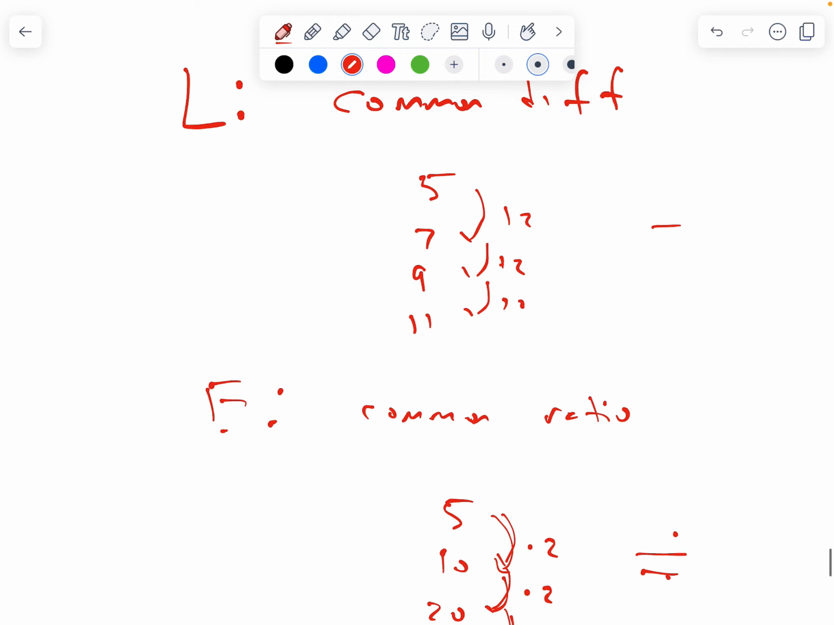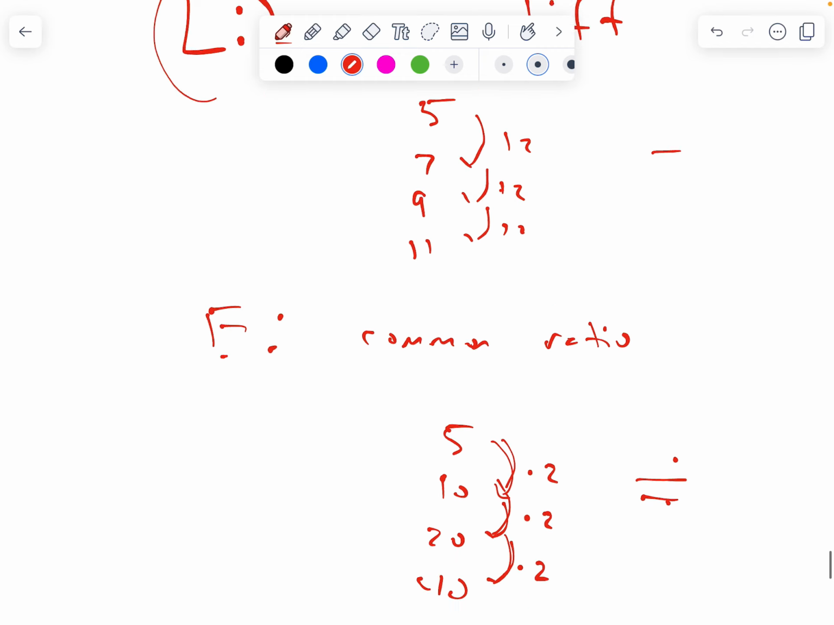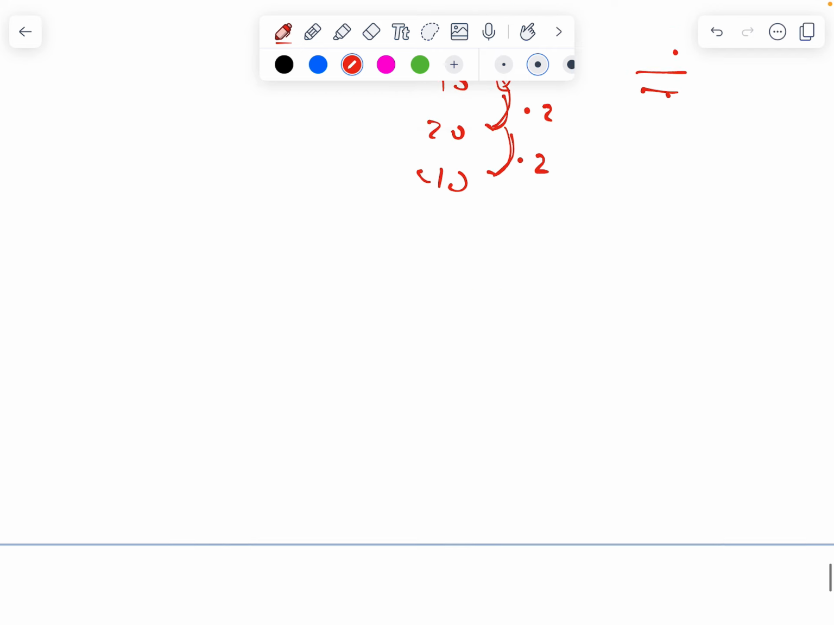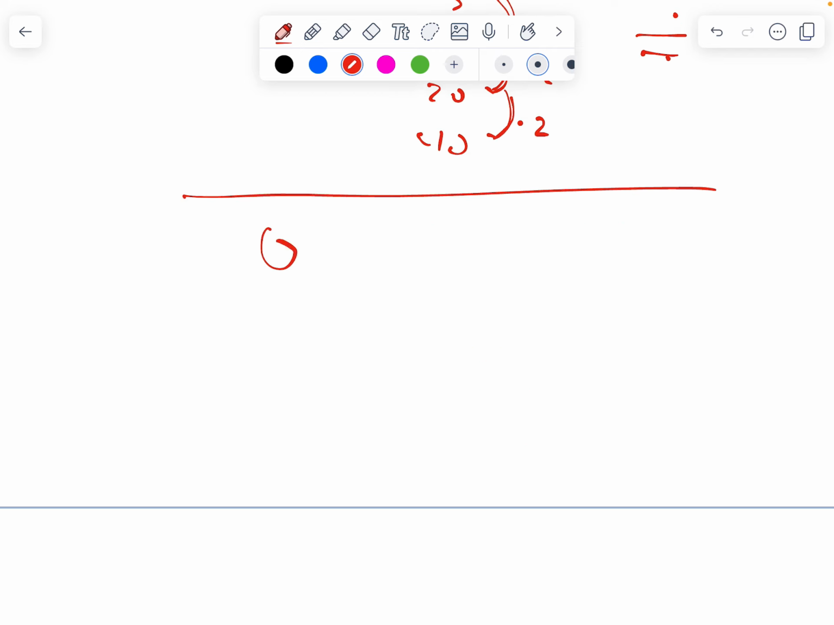So if you're adding or subtracting, that is linear. If you're multiplying or dividing, that is exponential. Now, if it's not linear or exponential on the quiz, it's going to be quadratic. But what is quadratic? Let's give this example.